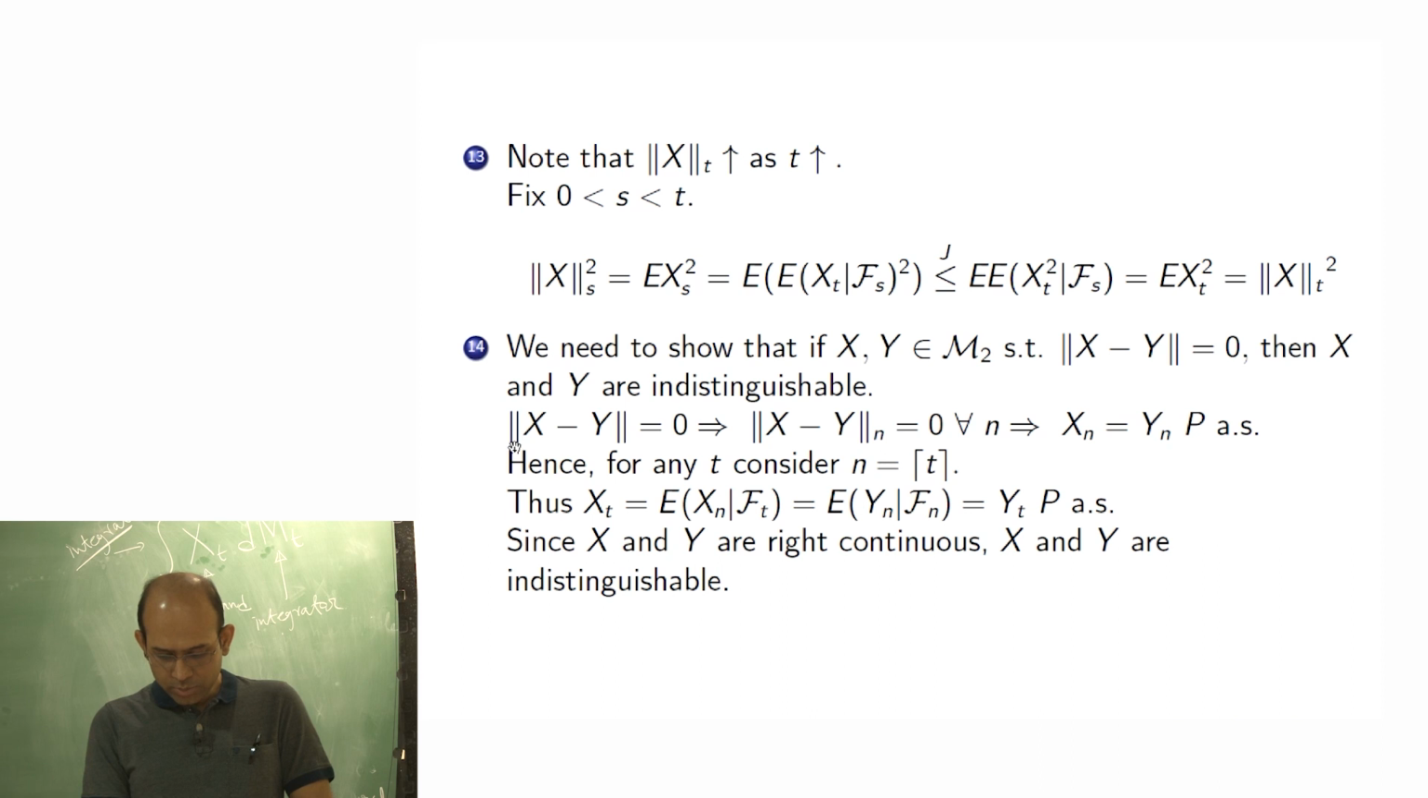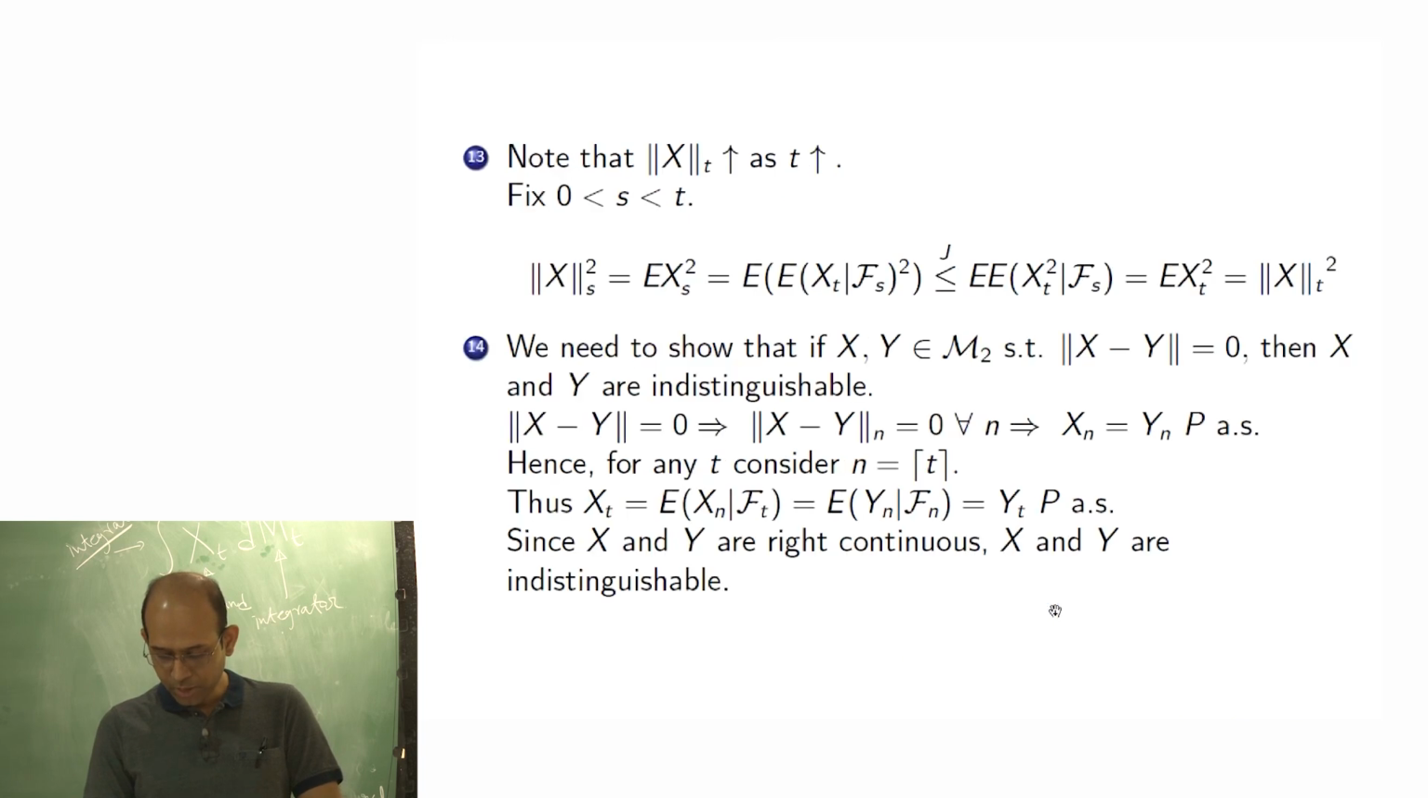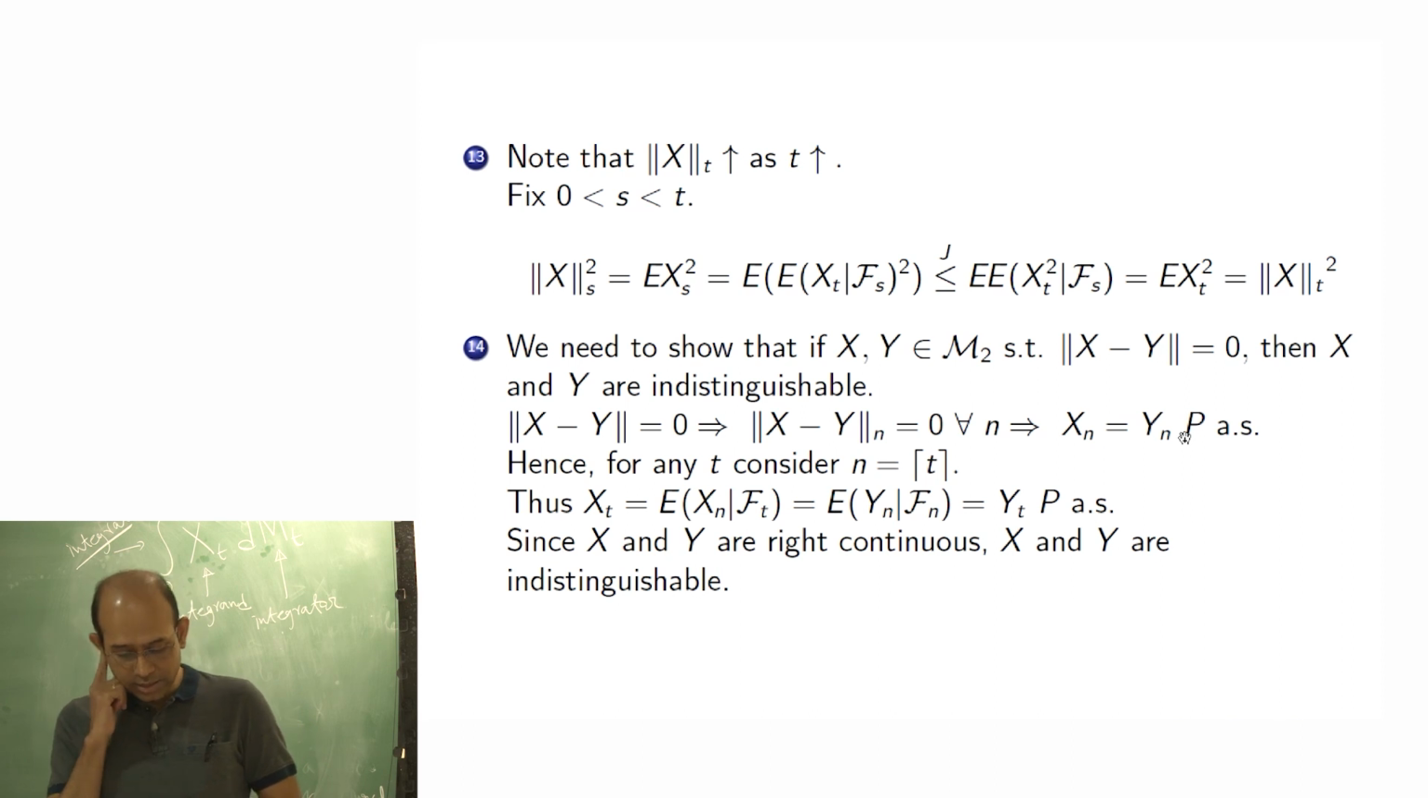So, assume that the distance of x and y is 0. This implies that the nth norm of x minus y is 0 for every n, from the very definition, because if the sum is 0, that means each and every term is 0. So every n-th term is 0. So this thing is 0 for every n. What does it mean? That x_n is equal to y_n almost surely. So with probability 1 they are exactly equal.